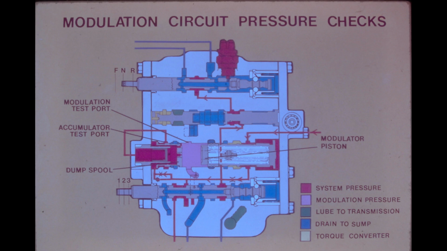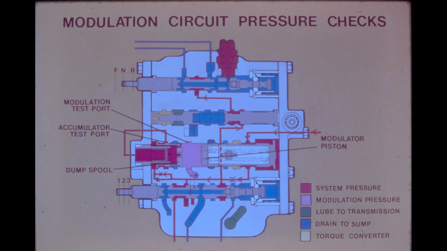If the transmission operates properly under load, but shifts too slowly or too rapidly, a modulation problem is indicated. The illustration shows the location of the test port provided to check modulation pressure buildup. It checks pressure on the fluid between the modulator piston and the dump piston. Pressure in this cavity should be no more than 30 psi below main pressure after the clutch packs have filled.